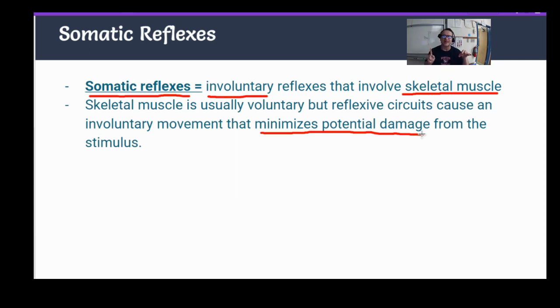Now, your spinal cord is going to send that information to your brain. So you are going to know that that was hot, and you're going to know that you did pull your hand away, but it's going to happen before you realize it. So this helps to minimize potential damage so your body can respond to something very, very quickly.